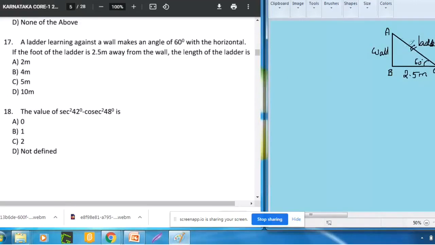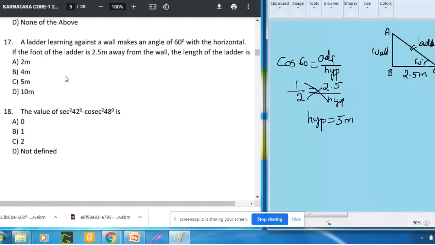So the relation between the hypotenuse and adjacent. The 2.5, BC, is adjacent to 60 degrees and AC, the ladder, is the hypotenuse. The relation between hypotenuse and adjacent is cos. So cos 60 is given by the formula adjacent by hypotenuse. Cos 60 value we all know, it is 1 by 2. Adjacent to 60 degrees is 2.5 meters and I don't know the hypotenuse, which is the length of the ladder. So we will cross multiply. Hypotenuse times 1 is hypotenuse. 2.5 times 2 is 5. So correct option for this problem is C, 5 meters.